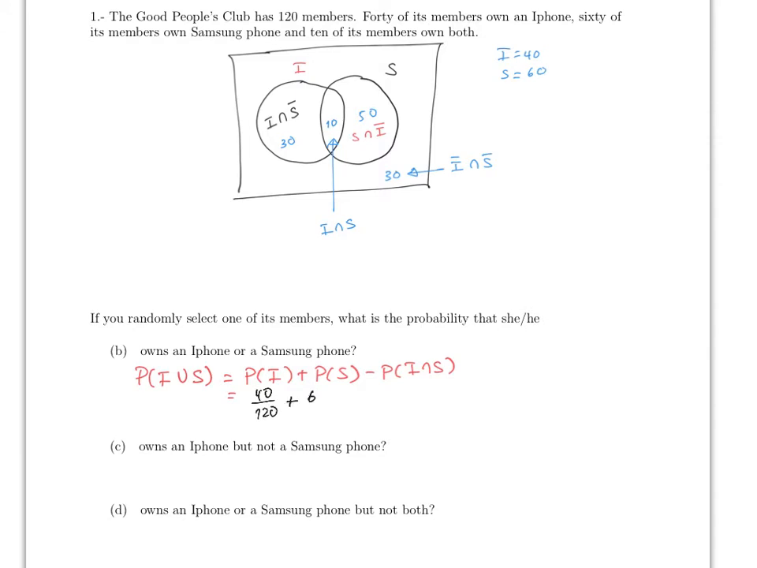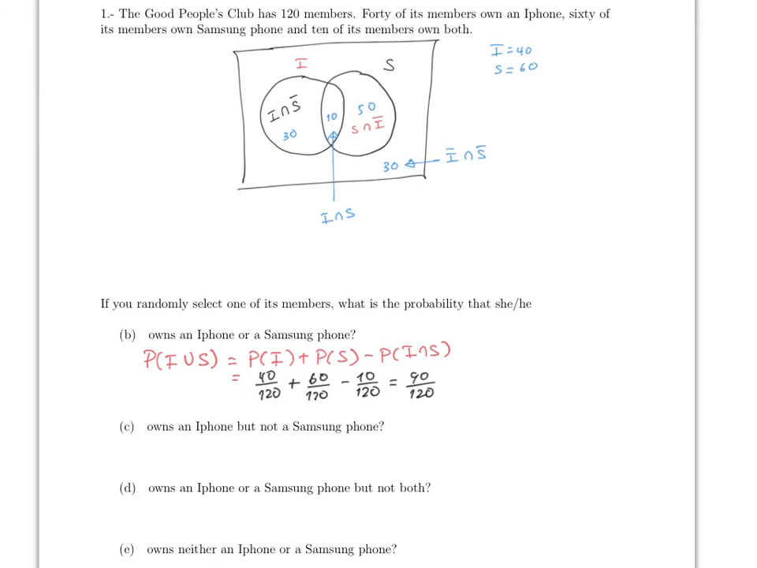And then there are 60 that have a Samsung phone. And then there are 10 that have both of them. So if you simplify this, it will give you 90 over 120. Now, the happy face answer is always going to be the sum of these three numbers. So if these three add to this value, that's how you can check this is correct. So therefore, this is correct. Okay. Now, this one is going to become very handy for the rest of the parts.